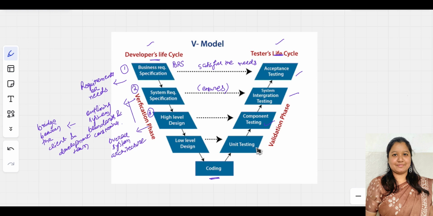So what is the component testing job? This is what high level design is, ensuring the architecture diagram and its proper flow, right? So what will the component testing do? It validates whether each module's functions are according to the design or not. That means whether each module is properly functioning according to my overall system architecture or not. So that is the job role of the tester life cycle, or the validation phase.